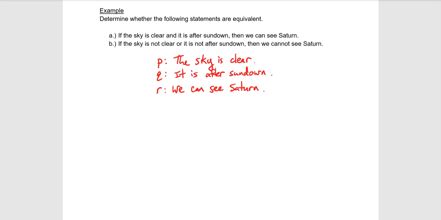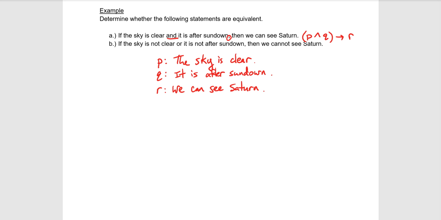So the first one, I always see the comma first. We have the two statements before it, so they're going to be in parentheses. Then it's going to be a conditional after the parentheses, because we have an if and then a then. So inside the parentheses, the sky is clear and it is after sundown. That's going to be P and Q. And then it's the conditional after the parentheses. Then we can see Saturn, so that's going to be R. Okay, so that's the first one that we're going to be doing.